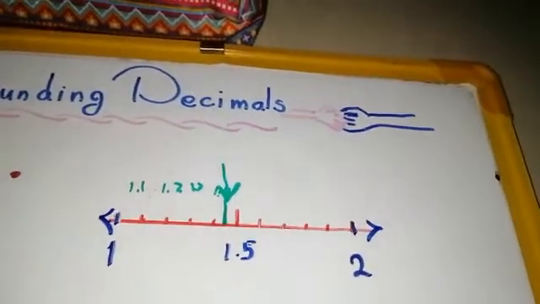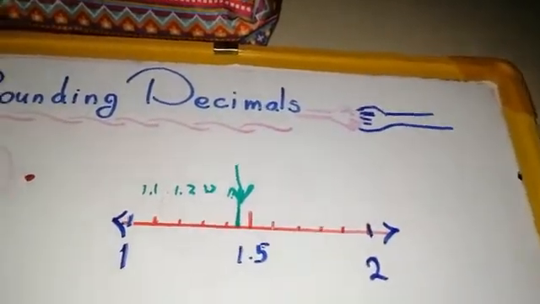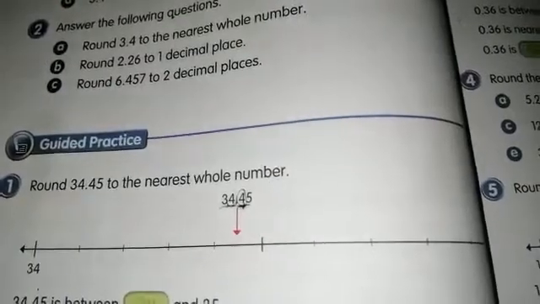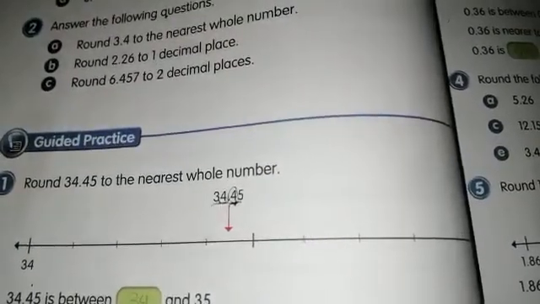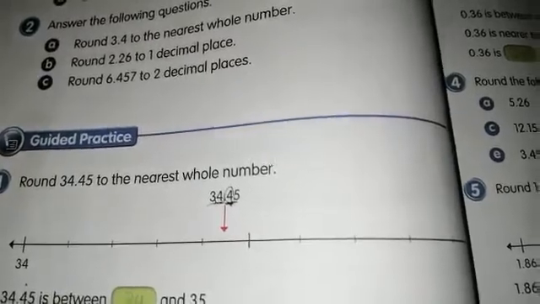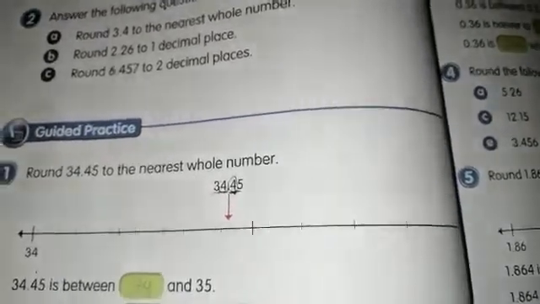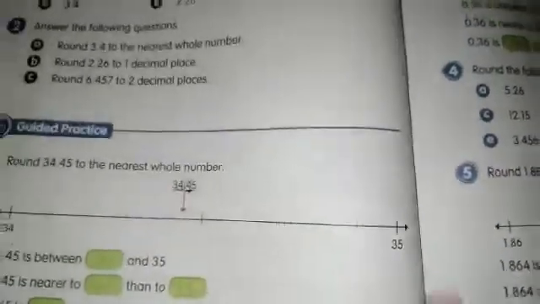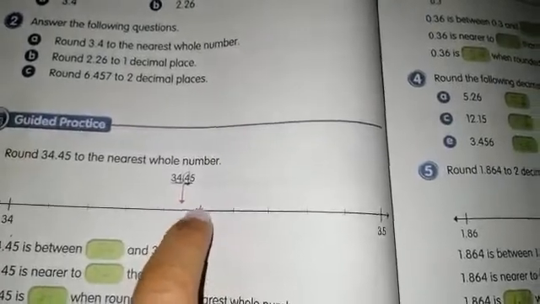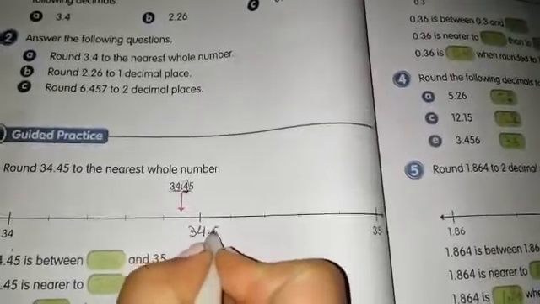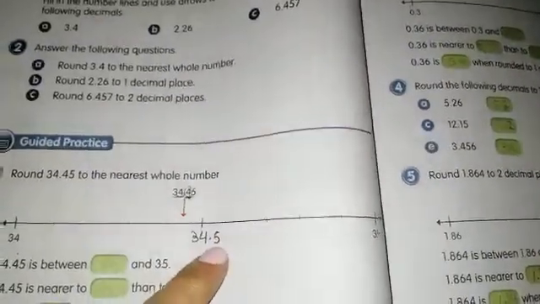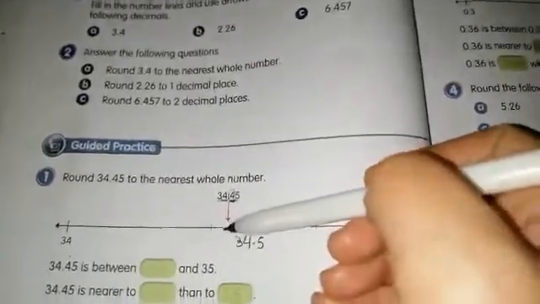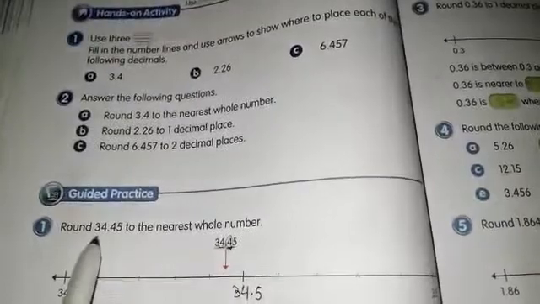Let's see other examples. Now, exercise 1 on page 80. I want you to open your pupil's book on page 80 and see with me, okay? Here I have 34 and here I have 35. So between them I have here 34.5, right? This will be 34.5. The part is going to be the next place here. But here I want 34.45. This is the number he's asking me to round.